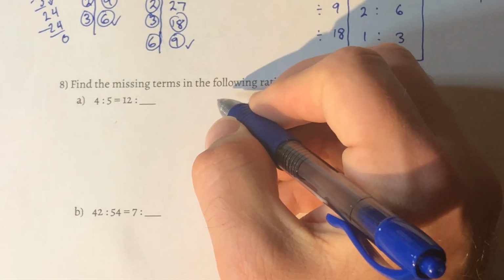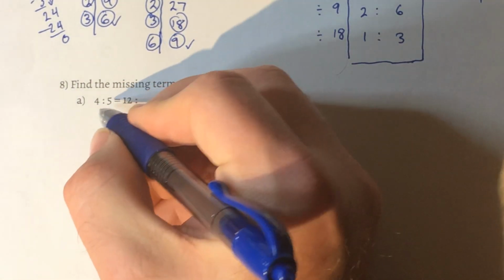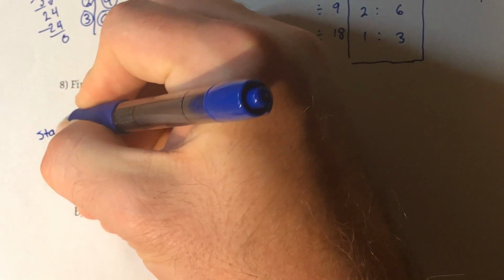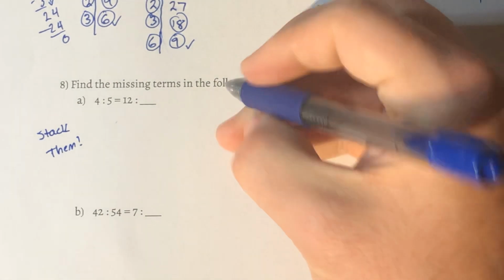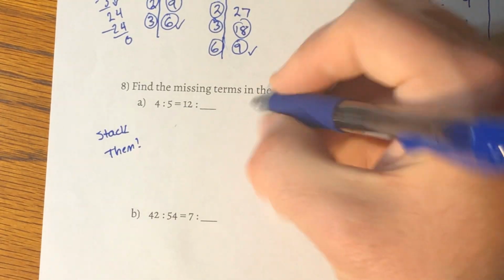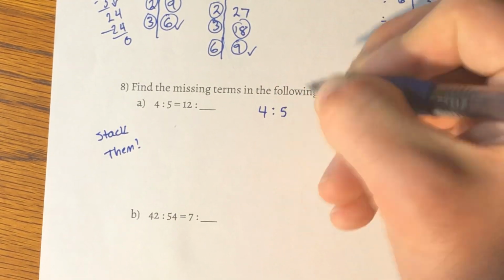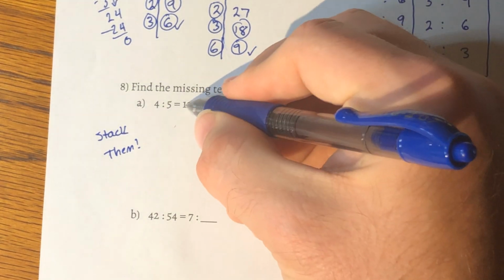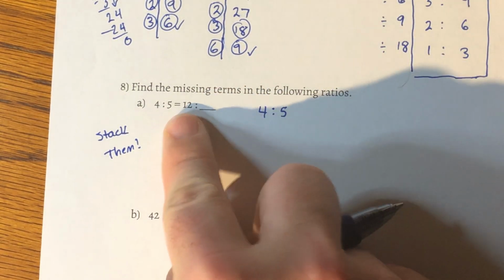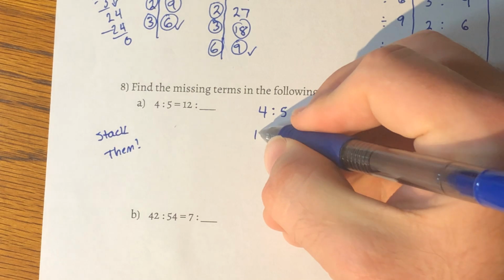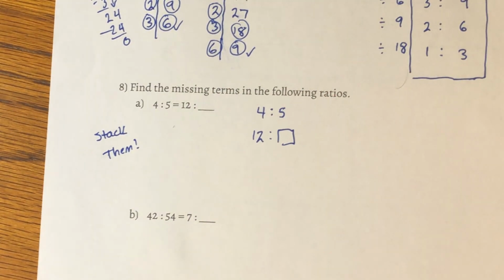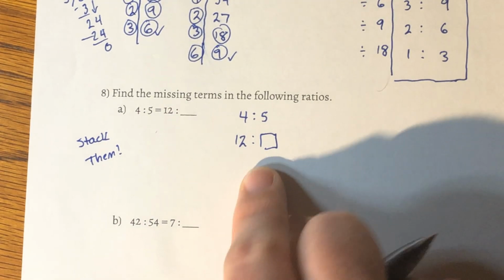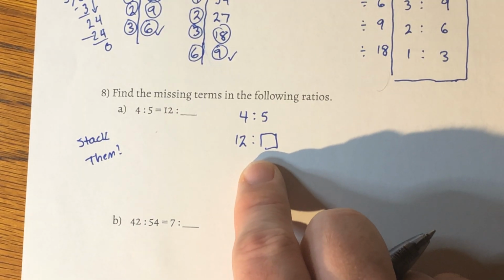My strategy that I like to use is I like to stack them on top of each other. So we're going to write 4 to 5 just because I see it first, and below it I'm going to keep the same order, 12 to blank. So 12 under the 4, blank under the 5, just like that. And I'm going to determine where the missing blank is.